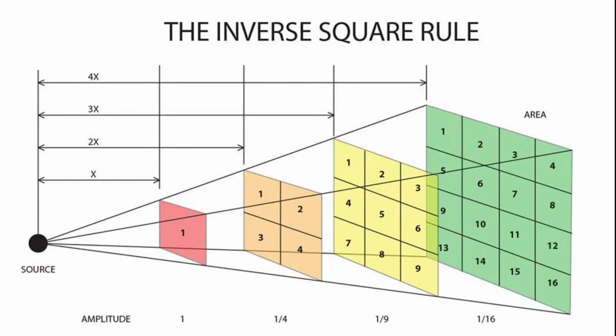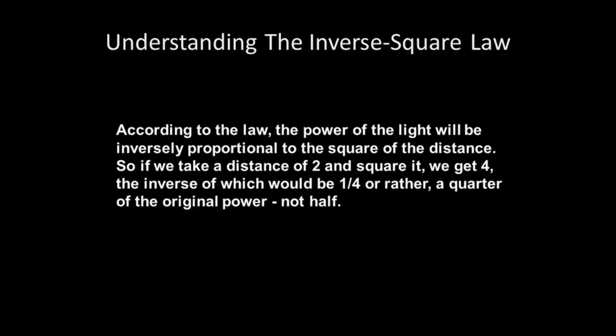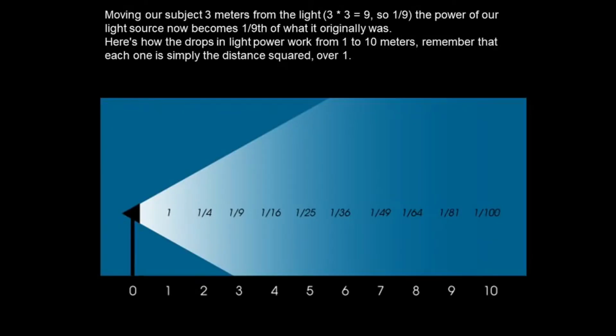According to the inverse square law, the power of the light will be inversely proportional to the square of the distance. So, if we take a distance of 2 and square it, we get 4, the inverse of which would be 1/4, or rather a quarter of the original power, not half. Moving our subject 3 meters from the light, 3 times 3 equals 9. Inverse, so 1/9 the power of our light source now becomes what it originally was.